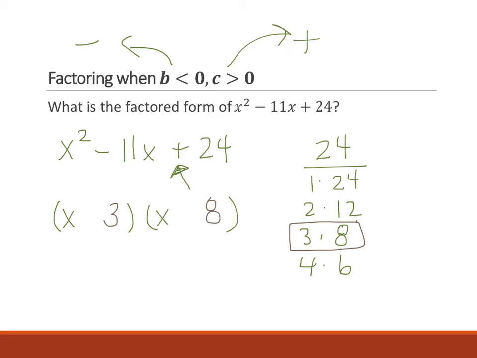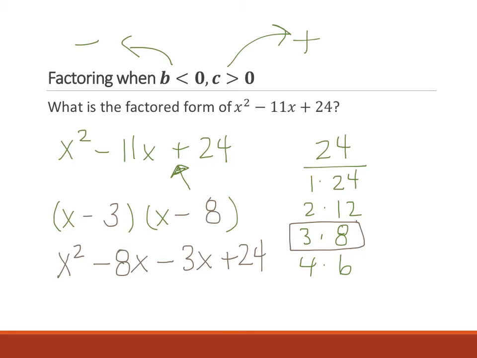But in this case, both of them will have to be negative because in actuality, I want them to add together to give me negative 11. And this is the way it should work. So let's multiply back to see if we've got the correct result. So x squared minus 8x minus 3x. But then notice that negative 3 times negative 8 is positive 24.